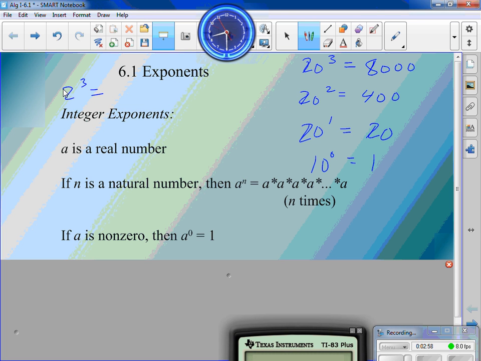2 to the third power is one of the most missed exponents. It is not 6. If I wanted to say 2 times 3, I would have written 2 times 3. 2 to the third means 2 times 2 times 2. 2 times 2 is 4, times 2 is 8. Another one that's missed a lot, what's 5 squared? 25, it's not 10.